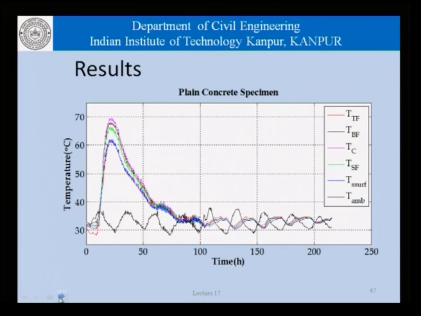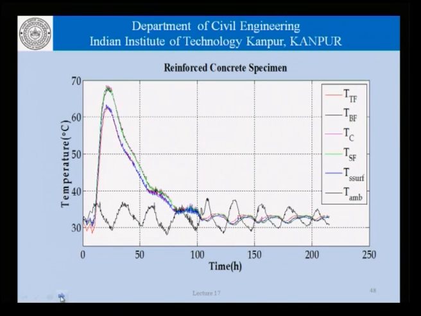Now, here are the results. So, if we look at the plain concrete specimen, there are different readings that we have. The peak temperature that we get in terms of hours is somewhere here, and the values range from say 60 to 70 degrees centigrade, with the ambient temperature varying the way it is shown here. Similarly, for the reinforced concrete specimen.